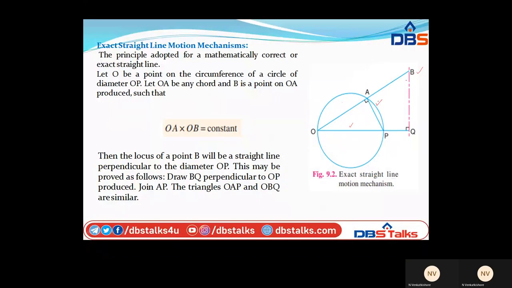Then join AP. These will form the isosceles triangles or symmetrical triangles. What are the triangles? Triangle OAP, and the one more triangle is triangle OBQ. So these two are similar triangles. So what is the final equation we need to find out is OA.